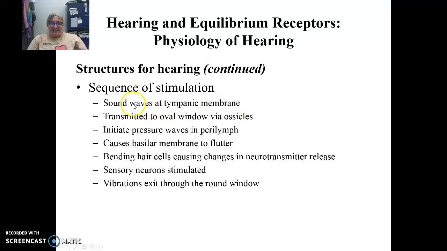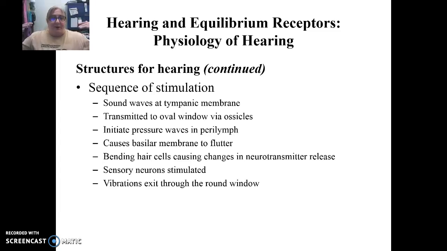So here's just the basic sequence of stimulation. Sound waves move in, they hit the tympanic membrane. They're going to bounce off the tympanic membrane and move into the middle ear, vibrate the malleus, the incus, and then the stapes. That's going to cause vibrations to hit the oval window, which will send information into the inner ear. Once it moves in, we're going to cause the basilar membrane to start fluttering because of the perilymph waves. The hair cells that are embedded in the tectorial membrane are going to bend, and that's going to send a signal, an electrical impulse, to our brain.